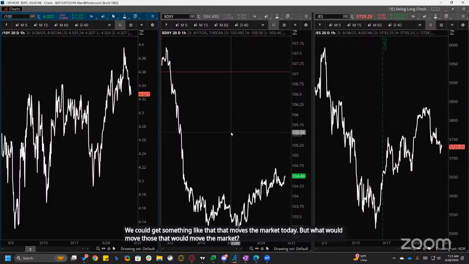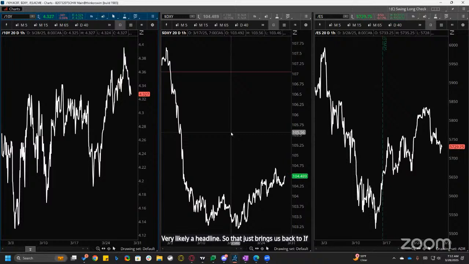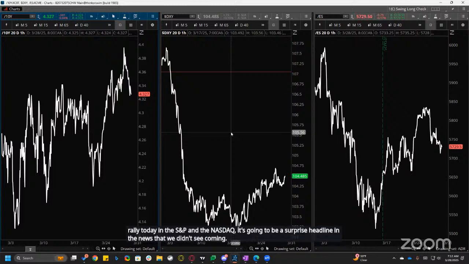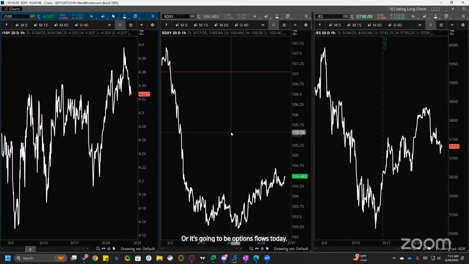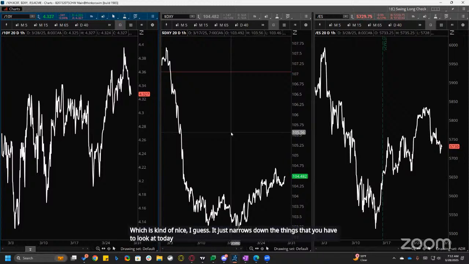Very likely a headline. So that just brings us back to, if we're going to see a rally today in the S&P and the NASDAQ, it's going to be a surprise headline in the news that we didn't see coming, or it's going to be options flows today. Which is kind of nice, I guess. It just narrows down the things that you have to look at today if you're looking for those signals that we're going to break out and run.